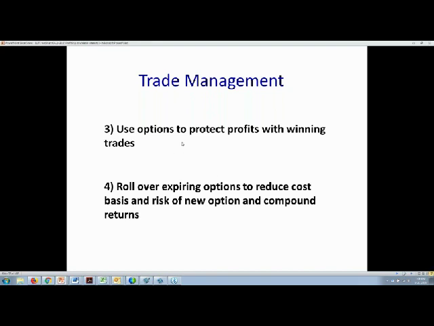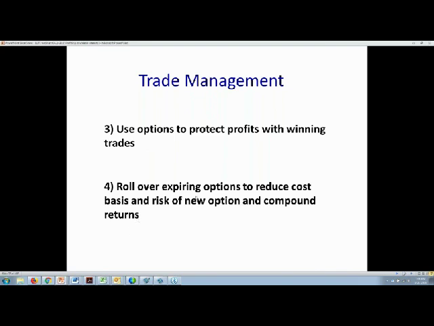We also have a trade management rule that we use options to protect profits with winning trades, and I'll show you how we do that here with our option spread presentation coming up. So if we have a profit in a call option, then we want to protect that profit by creating a spread trade. We also roll over expiring options to reduce the cost basis and risk of the new option, and that allows us to compound our returns.